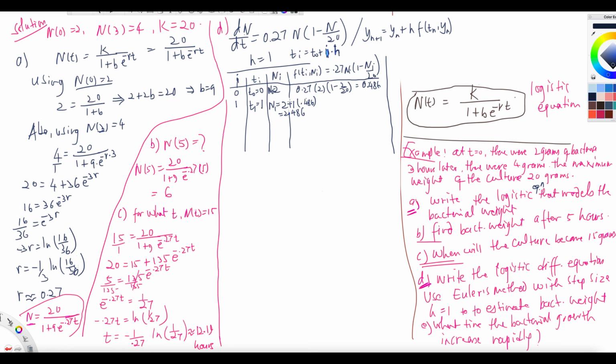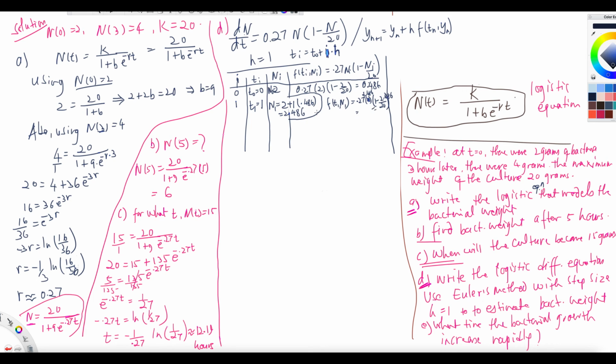Okay, guys, and then using t1 and n1, you just plug in here. So f of t1, n1 will be how much? Because this is f of t0, n0, so f of t1, n1 will be 0.27 times 2 times 1 minus 2 over 20. Not 2, oh, this should not be 2. It should be 2.486, and this is 2.486, and find out that.